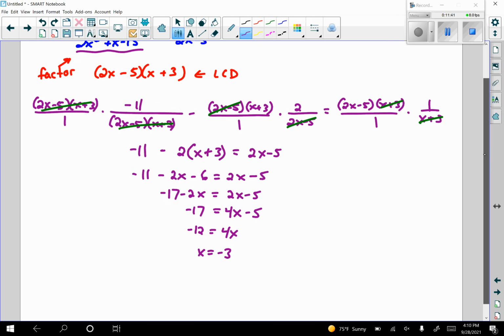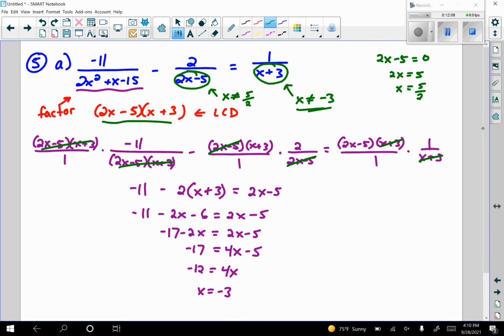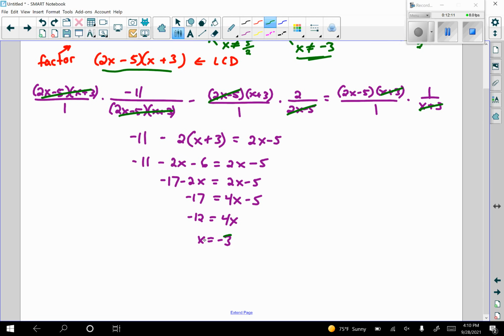But we have to check this. So if we go back up to our denominators right here, and technically here too, because it has both of them. With this denominator being x plus 3, x cannot equal a negative 3. If I were to set 2x minus 5 equal to 0 and solve for x, I get 2x equals 5. X would equal 5 halves. So this would tell me that x cannot equal 5 halves. But because I did get an answer of negative 3, we can't keep it. So this does not satisfy the equation. We would have no solution. So you could write that or the empty set, or just the words no solution.